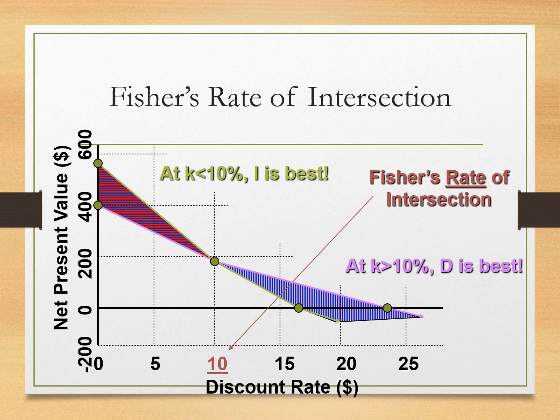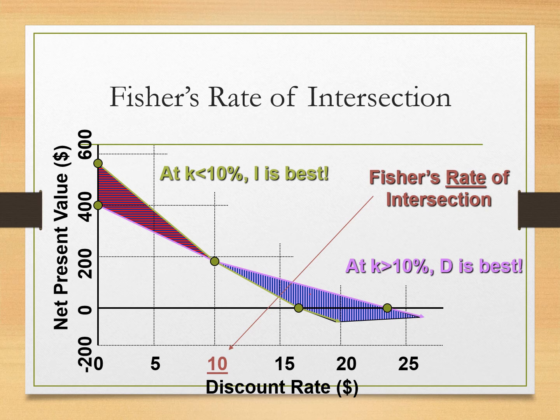So if the discount rate or the required rate of return is greater than 10%, then which project should we prefer? Obviously, the NPV of D project is greater than the NPV of I project. And if the discount rate is less than 10%, now which project we have to prefer? So you can see that if the discount rate is less than 10%, then we prefer project I because the NPV at the same discount rate is greater than the NPV of project D. You can see here that the NPV of D project is less than the NPV of project I at same discount rate.